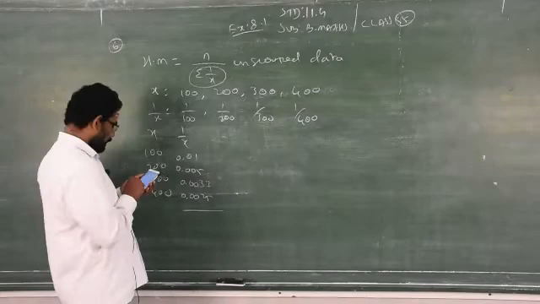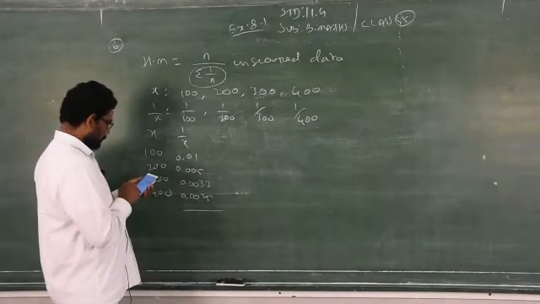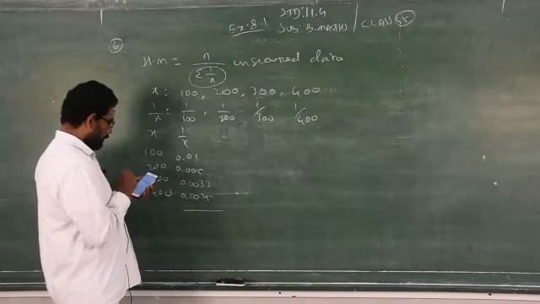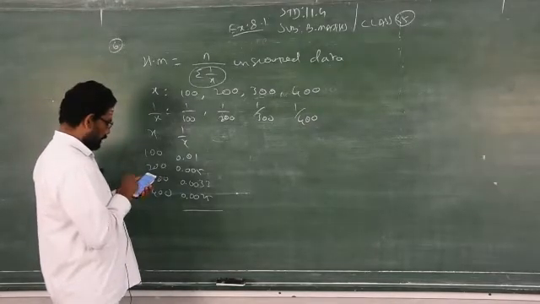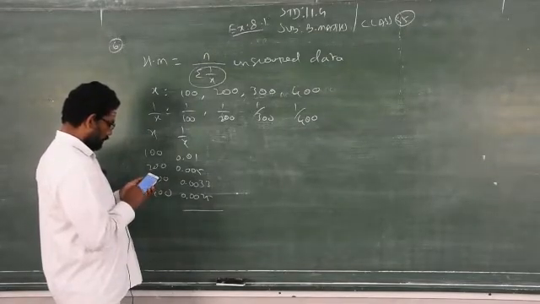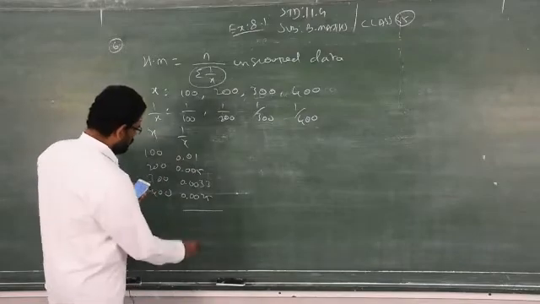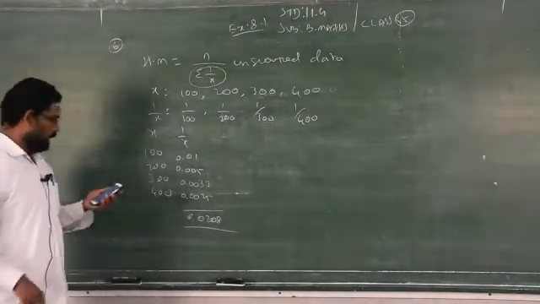So what will be the total? 0.01 plus 0.005 plus 0.0033 plus 0.0025. So what will be the final answer is 0.0208. So this is your answer.